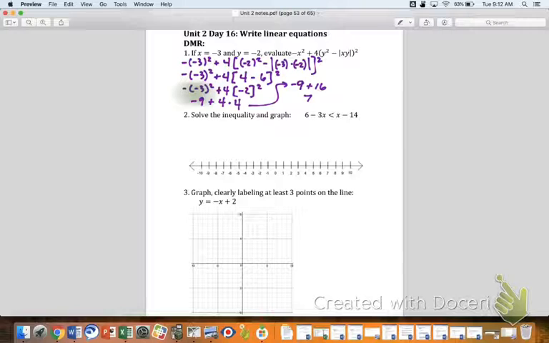So again, like always, please look at what you have, look at what I have. Hopefully we have some very similar looking steps, and hopefully we agree on the answer too. Do you guys have any questions about number 1?